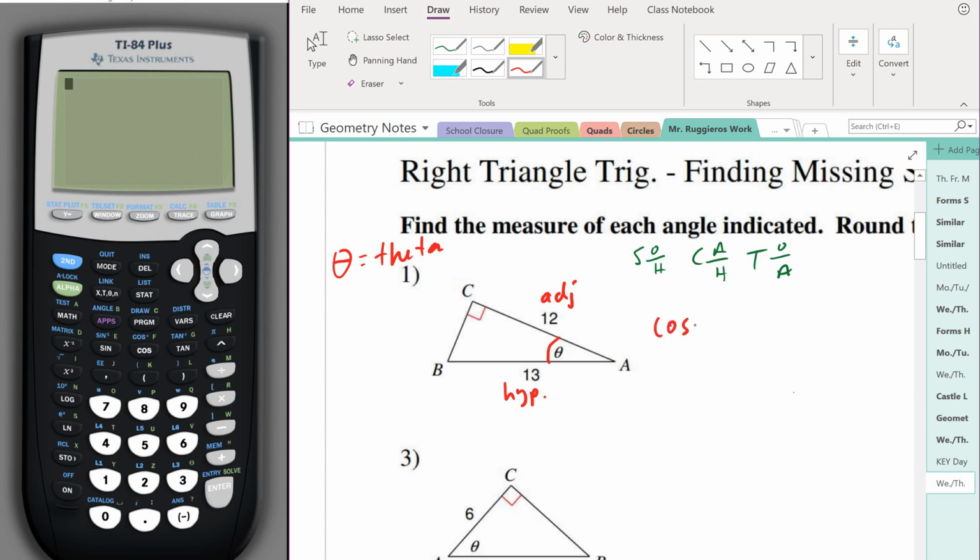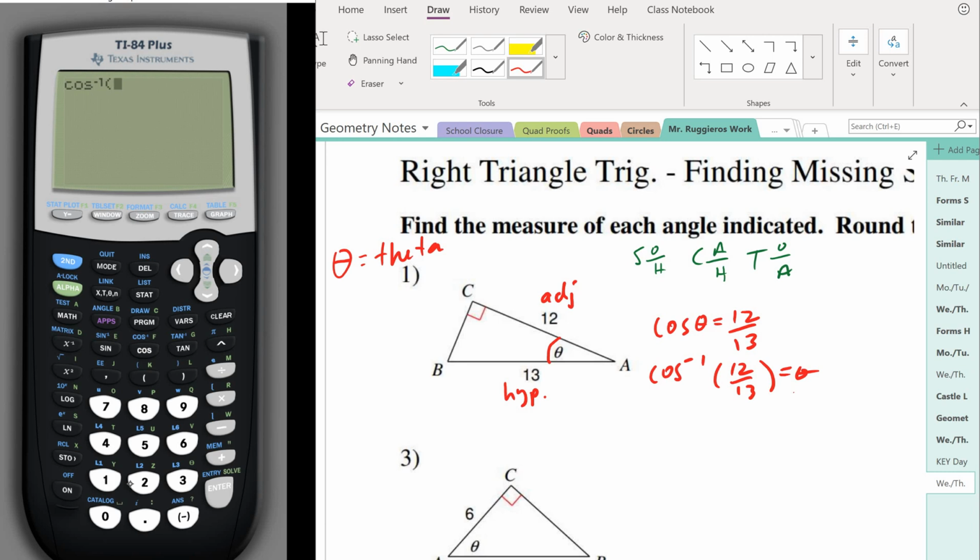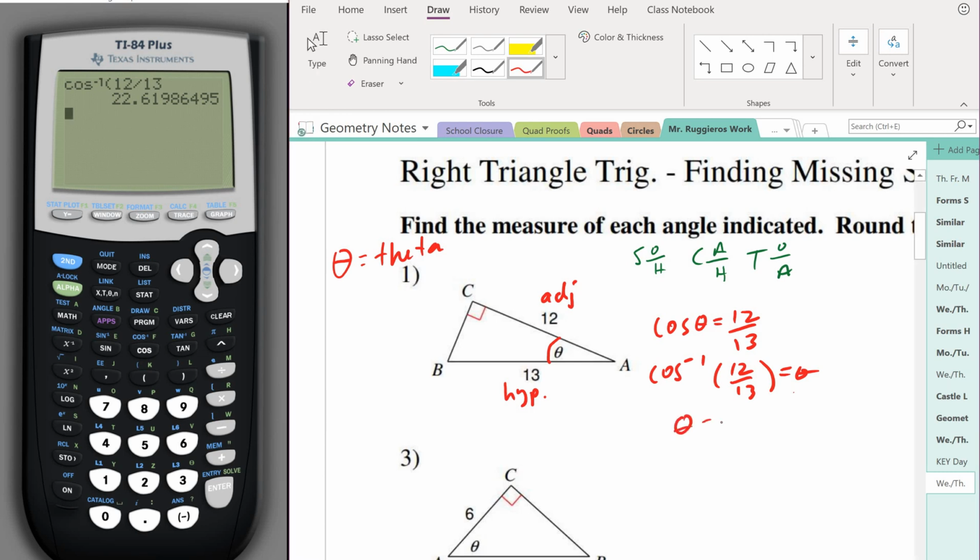That corresponds to the one in the middle, the cosine. So the way we write that is the cosine of the angle theta is equal to the adjacent over the hypotenuse. When we find the missing angle, we have to use the inverse, which has the little -1 as an exponent. So the cosine inverse of 12 over 13 will give us theta. I go to my calculator, press second cosine, and then 12 divided by 13. In all these questions, they want you to round to the nearest tenth, so in this case it'll be about 22.6 degrees.